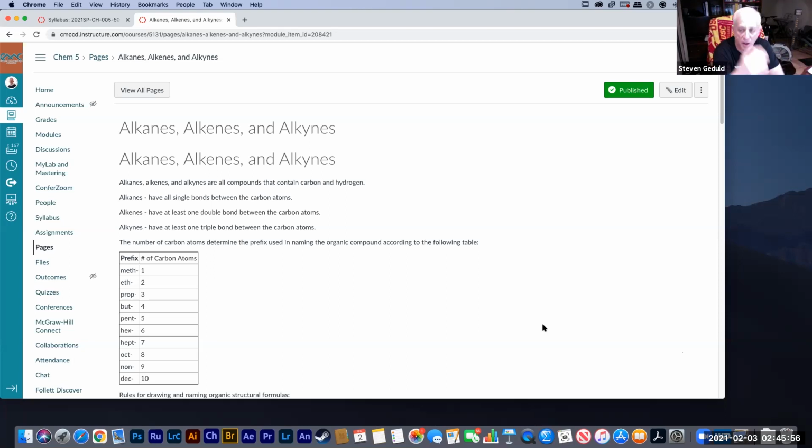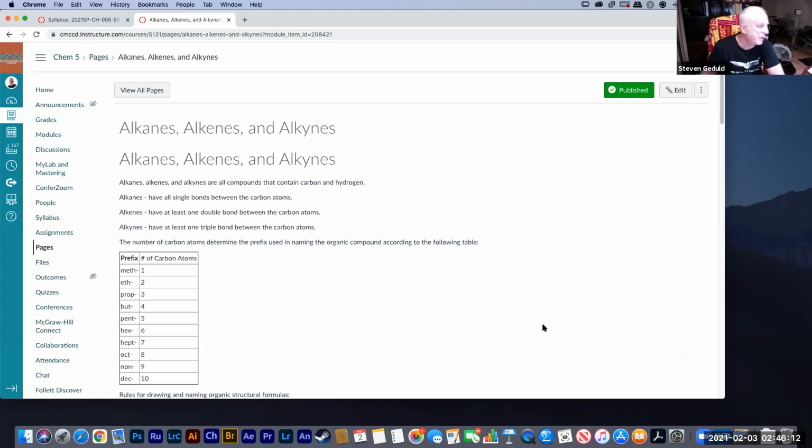Alkanes are carbon-hydrogen compounds with single bonds. Alkenes are carbon-hydrogen compounds with a double bond. Alkynes are chemical compounds with carbon-hydrogen and a triple bond. That's what they are.